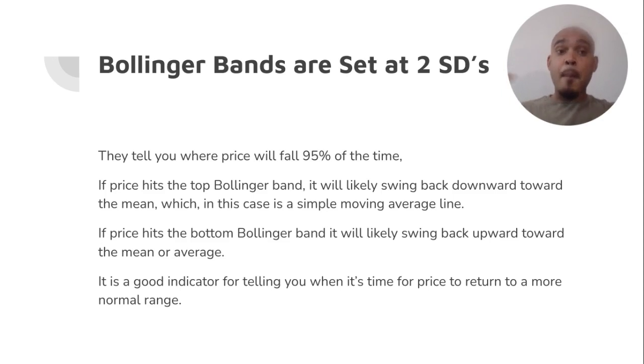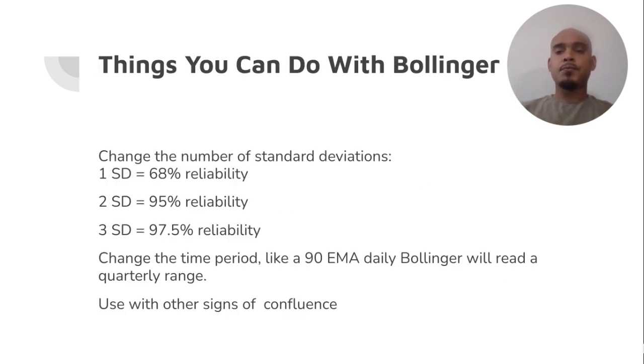The indicator puts a mean or a simple moving average of a particular period you set in the middle. That's what the indicator does for you. And it's a good indicator for telling you when it's time for price to return to a normal range. Let's look at that a little more. Okay. So what can we do with Bollinger Bands?